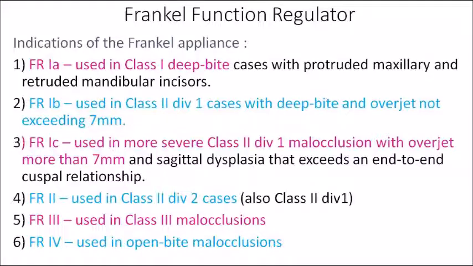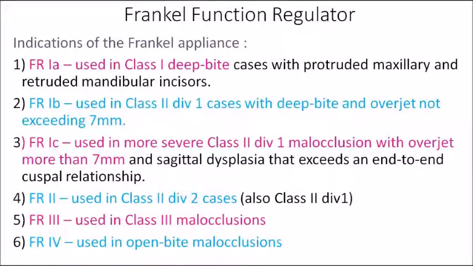So for the Frankel's appliance, the first one is type 1, which is again subdivided into 1A, 1B and 1C. 1A is used in class 1 deep bite cases with protruded maxillary and retruded mandibular incisors. 1B is used in class 2 division 1 cases with deep bite and overjet not exceeding 7 millimeters. 1C is used in class 2 division 1 cases where the overjet is exceeding more than 7 millimeters.